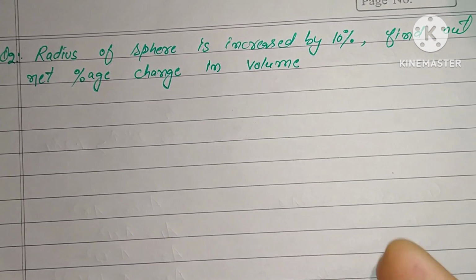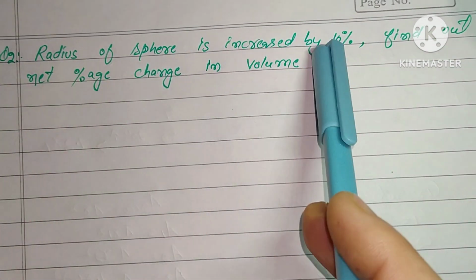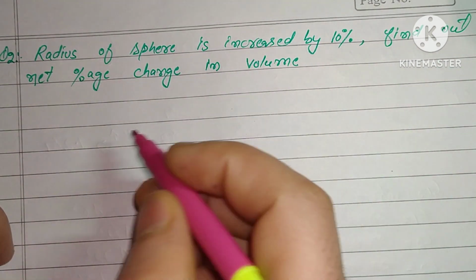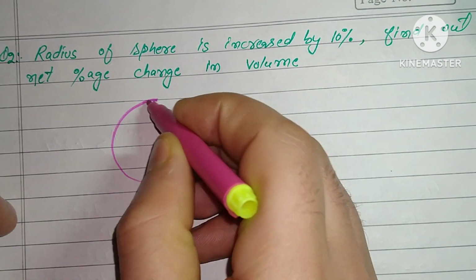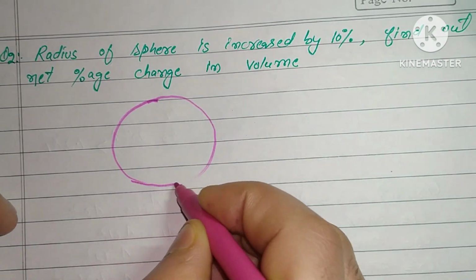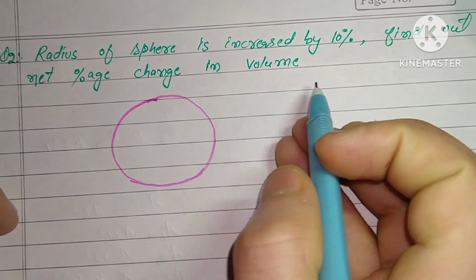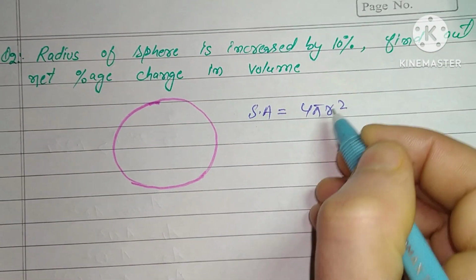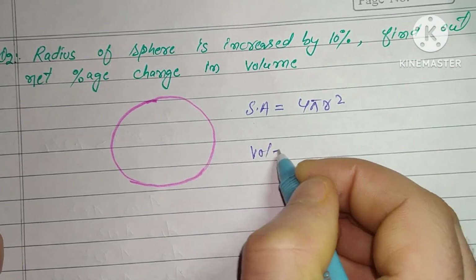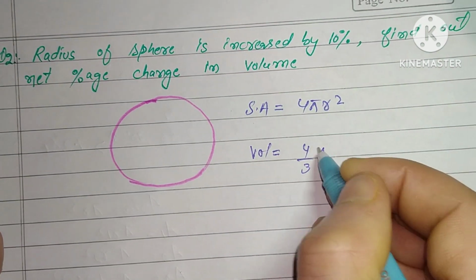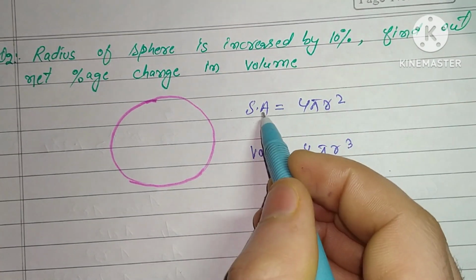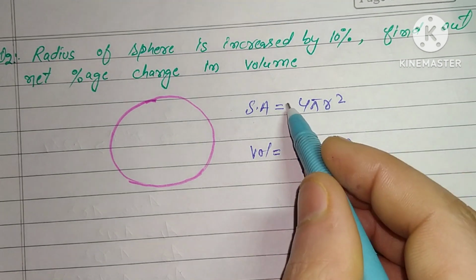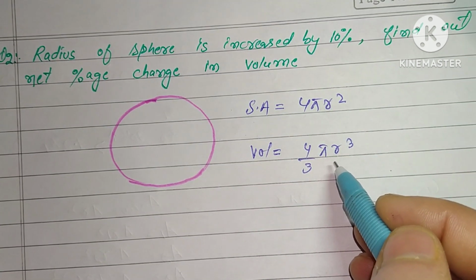Take another question on the same concept. If the radius of a sphere is increased by 10%, find out the net percentage change in the volume. Here it is a sphere. A sphere is a three-dimensional body. We know the surface area of a sphere is 4 pi r square, and the volume of a sphere is 4 by 3 pi r cube. Surface area is directly proportional to radius square, and volume is directly proportional to radius cube. It is a square relation, and it is a cubical relation.